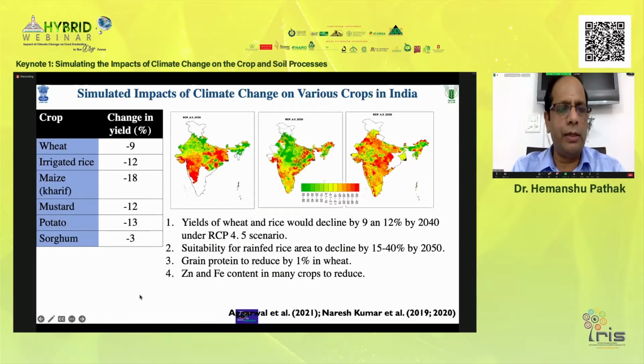In India, we are using these simulation models quite extensively for the last around 25 years or so. So these are some of our estimates using the models. We calculated what is going to be the impact of climate change on crop yield. So we estimated that the wheat yield is going to be reduced by around 9%, rice yield by around 12%. Then, of course, the area of rain-fed rice particularly is going to decline by around 15 to 40% by 2015. Grain protein content also could be reduced. Micronutrient content also will be reduced. So some of these are just examples of how we are using simulation models to calculate the impact of climate change on crop yield as well as quality of crops.